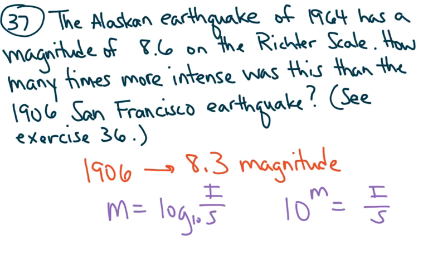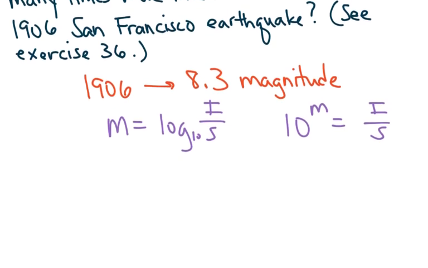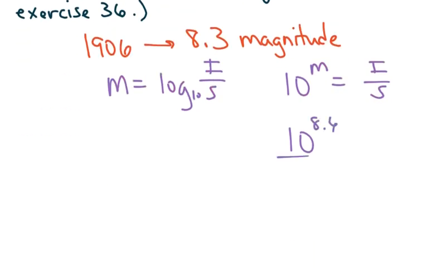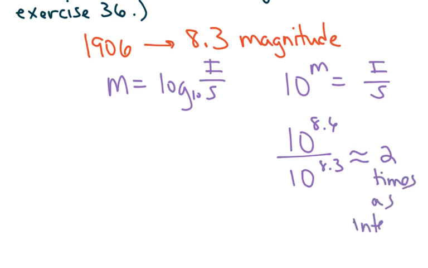To figure out how many more times one earthquake's intensity is than another, you're going to divide their intensities. You put the bigger one on top. So we're going to do 10 raised to the 8.6 in the numerator, and 10 raised to the 8.3 in the denominator. And then we're going to divide those, and that's going to tell us how many more times intense one earthquake is than the other. And it's like 1.995, so we're going to say it's about 2 times as intense.